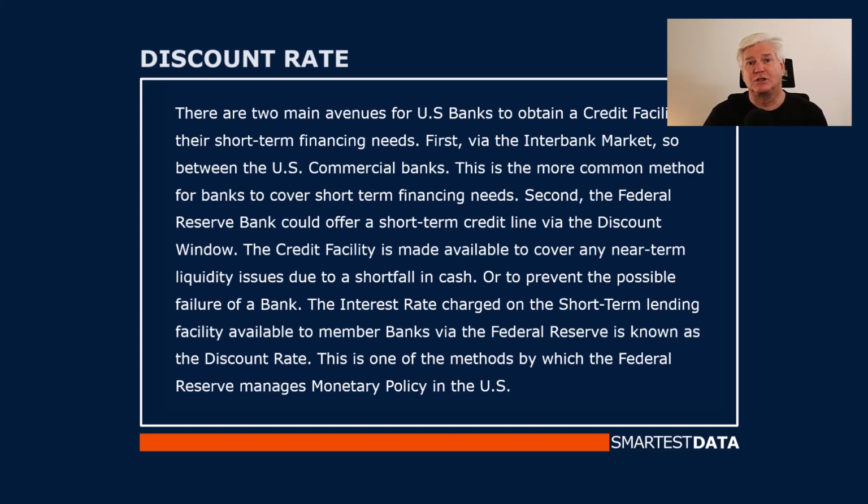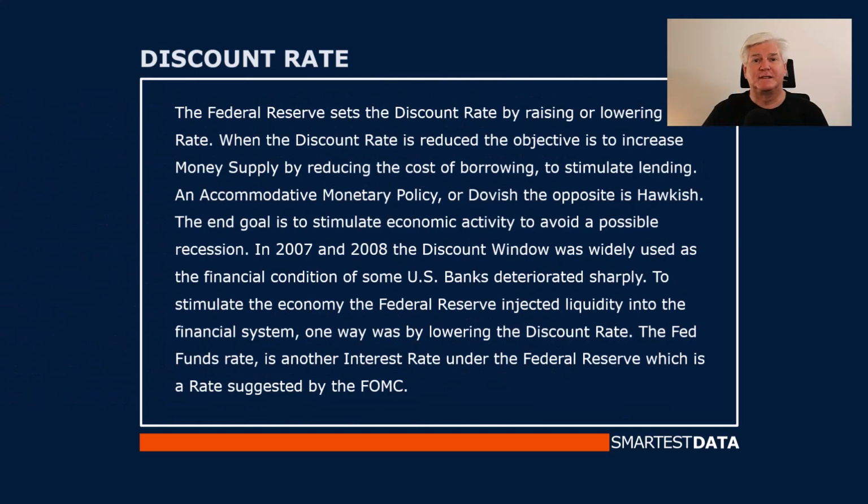The interest rate charged on the short-term lending facility available to member banks via the Federal Reserve is known as the discount rate. This is one of the methods by which the Federal Reserve manages monetary policy in the US. The Federal Reserve sets the discount rate by raising or lowering the rate.